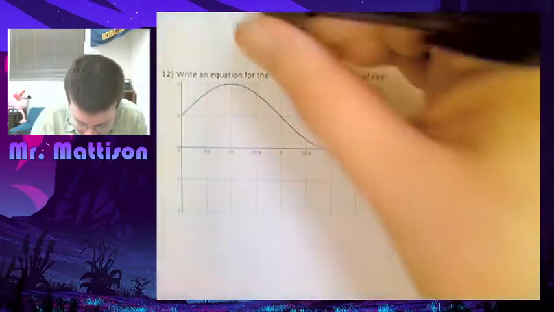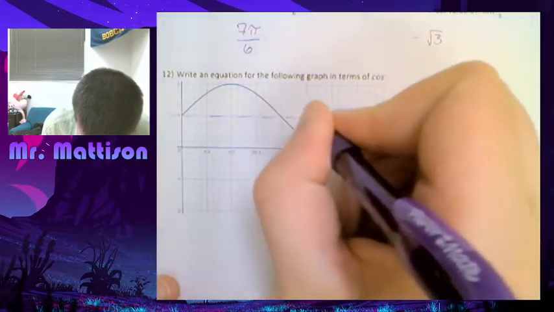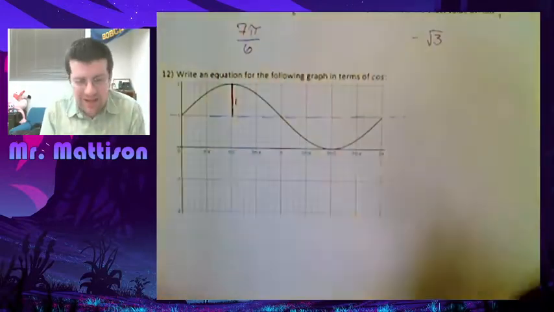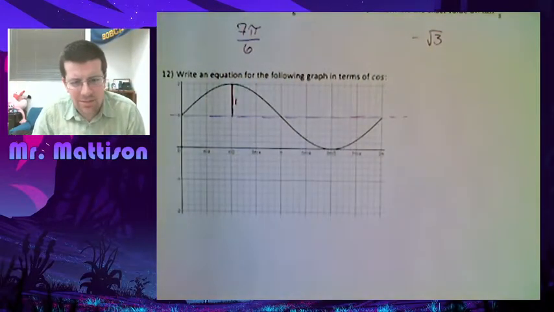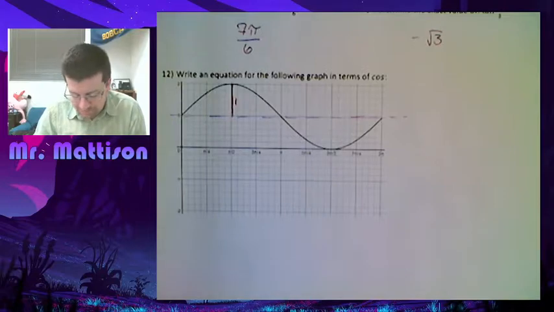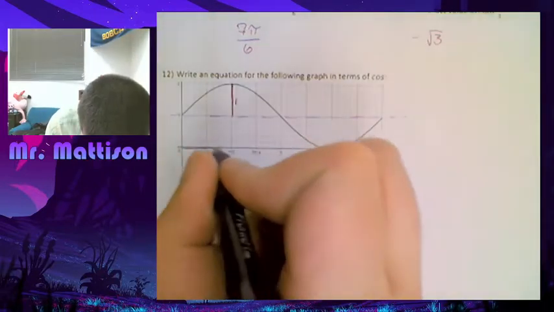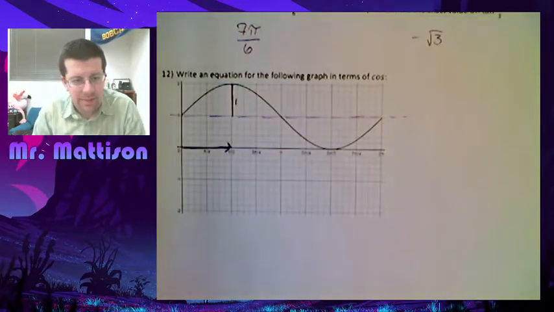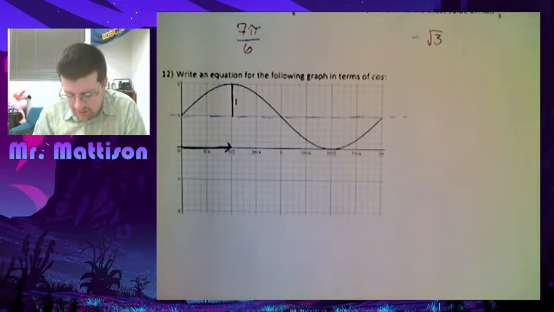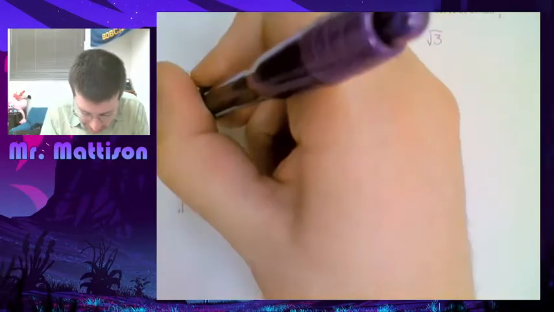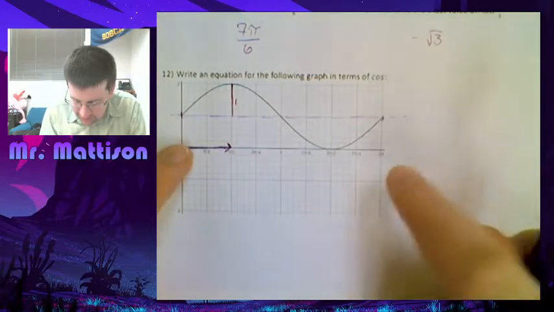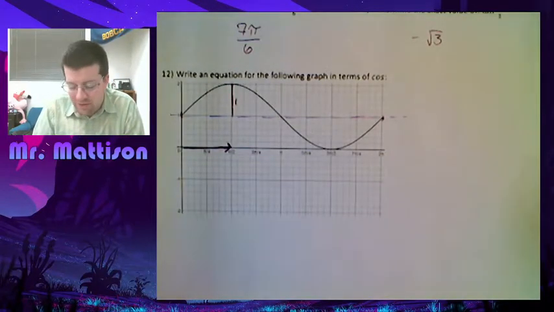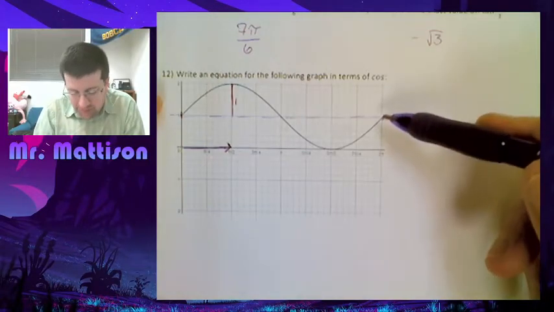Other things that I notice: if I draw in my midline, it's right here. My amplitude, this distance here, is 1. So that means my A is going to be 1, which seems pretty easy. I have a shift this far, because it is cosine, so I got shifted to the right pi over 2. And then my period, looking from start to finish, is 2 pi. That's the base period, so I don't really need to worry about that. But I do have that vertical shift of 1.